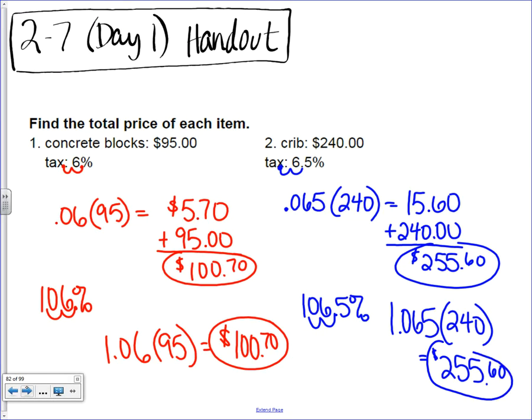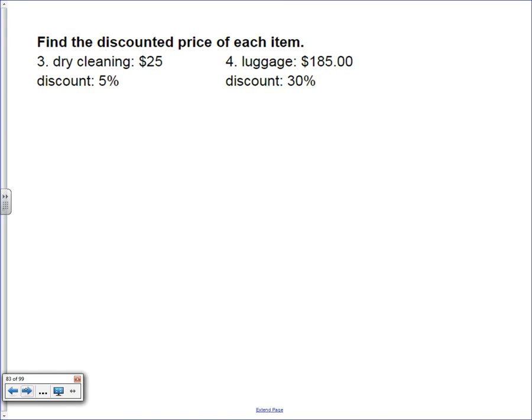So it's totally personal preference whether you decide to do this in 2 steps or in 1 step. So that's tax. That makes the price of your item go up. We also could do things called a discount with percentages. Now, anytime I go to Kohl's, there's always 20% off, 30% off. So how does that affect my price? Well, it makes my price go down.